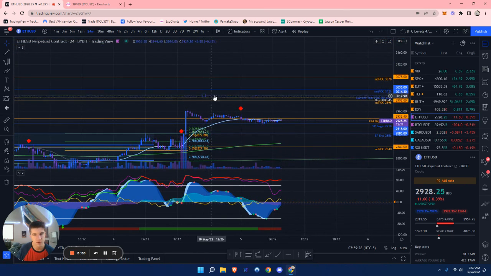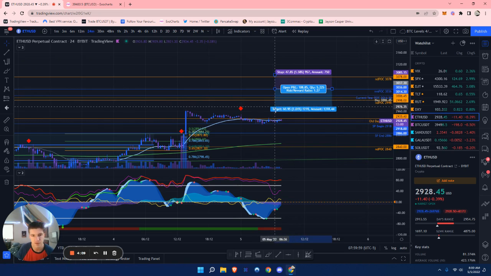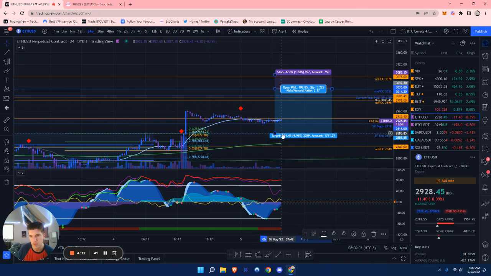Another major resistance that I am looking at is this current year point of control to naked monthly point of control, kind of similar to Bitcoin. So far, the naked monthly point of control is coming around 3036. So really, I'd have a longer stop loss if I were to short this. I'd set my stop loss right above this naked daily point of control at around 3078.